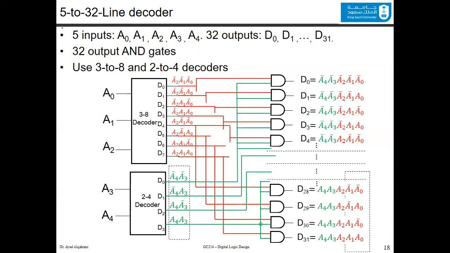And since 5 is an odd number, one of the splits could be a 3 to 8 decoder and a 2 to 4 decoder. You can also check by adding 2 plus 3, which is equal to 5, and you multiply 4 times 8, which is equal to 32. And you do the same thing.